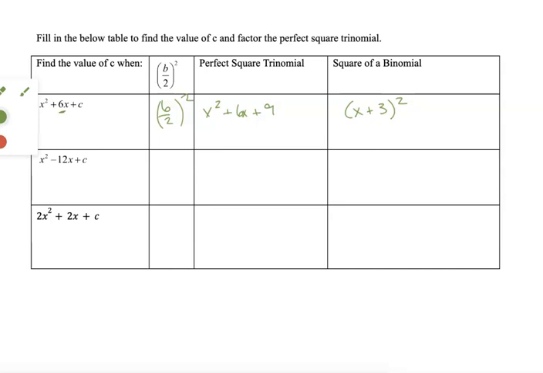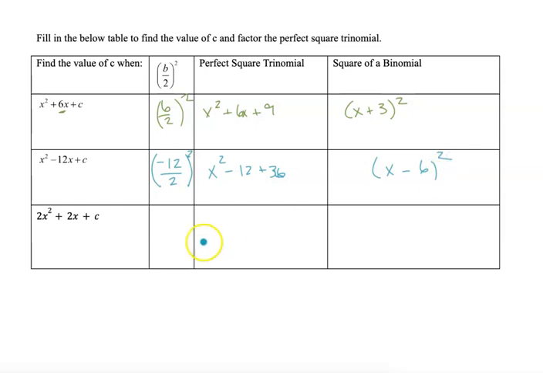Let's do the next one. Here, our b value is negative 12. Divide negative 12 by 2, square it, so I have negative 6 squared is 36. So x squared minus 12x plus 36, and then I have x minus 6 all squared as the square of my binomial.